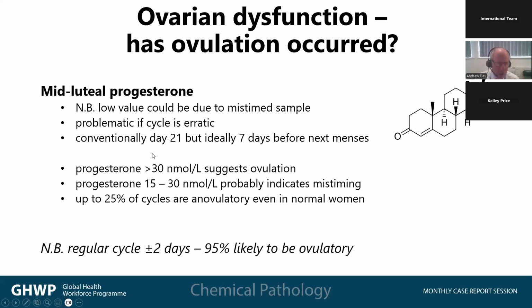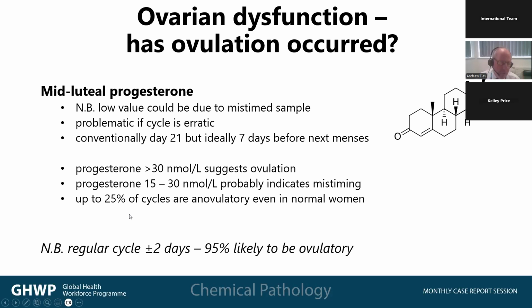Conventionally, we consider progesterone greater than 30 to suggest ovulation. And one often wonders, well, what if it's clearly risen, but it hasn't reached 30? Some people term that as indicating suboptimal endometrial function. But I think that more likely levels that are raised but not reaching the 30 nanomole per litre threshold probably indicate mistiming of the sample, so early on or late on during that progesterone rise that occurs if ovulation has happened.